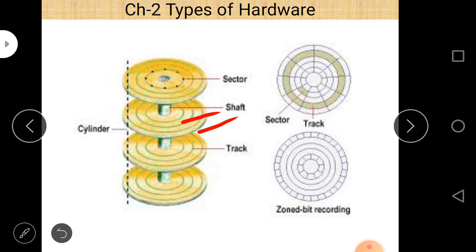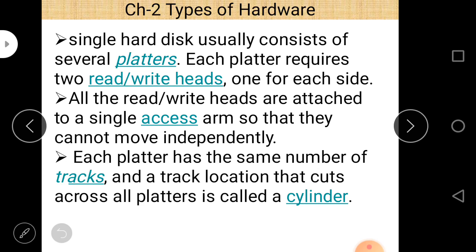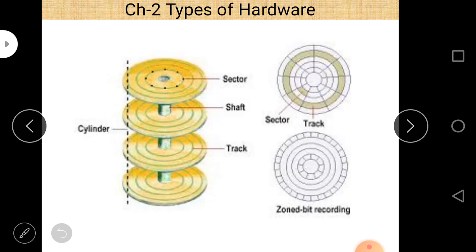because there are 2 surfaces in it, first one and second one, and these are connected to read-write heads, and these read-write heads are connected to a single access arm, so they cannot move independently. That is the basic diagram of a hard disk.